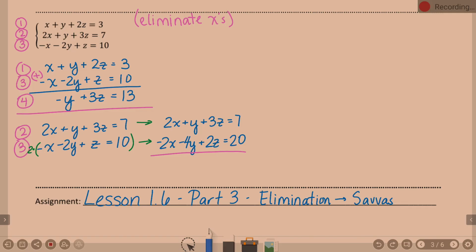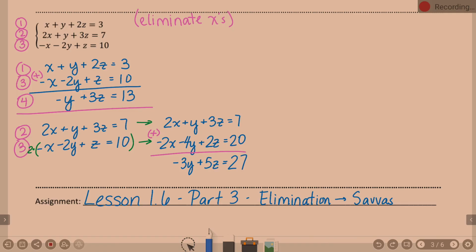Okay, are we better now? Negative 2x minus 4y plus 2z equals 20. I was hung up on the 20 and messed up the y term. Now we're ready to add. 2x and negative 2x cancel. Y plus negative 4y is going to be negative 3y. 3z plus 2z is 5z equals 7 plus 20, which is 27.